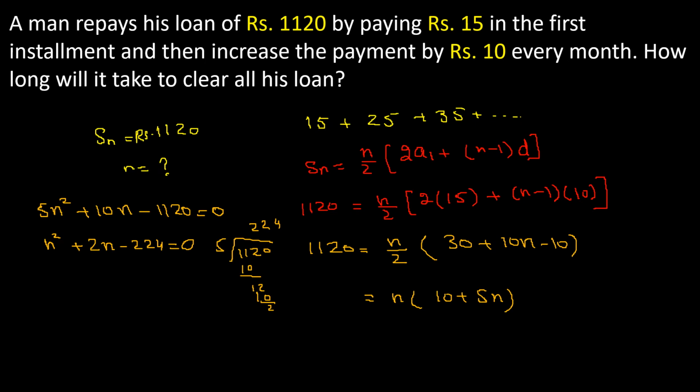We can do the middle term breaking, in a way that the term is broken down into those terms whose product is 224 and the difference is 2. You can see that 16 and 14 work, which makes 224. So from here we can see that this is n square plus 16n minus 14n minus 224 equals 0. So we have to solve this equation.